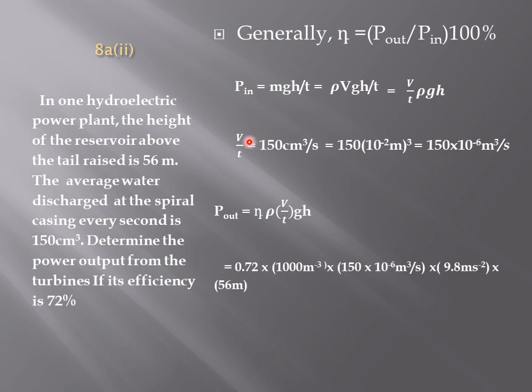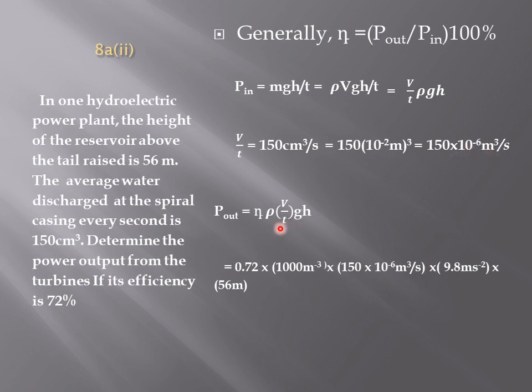Then this is our conversion. This conversion is very important. The volume on time is 150 centimeters cube per second. But remember, we must convert it to meters cube per second because our working unit for volume is meters cube, not centimeters cube. So to convert 150 centimeters cube per second, we will have it as 150 times 10 to the power minus 6 meters cube per second. We have 150 centimeters cube per second is equal to 150 times 10 to the power minus 6 meters cube per second.